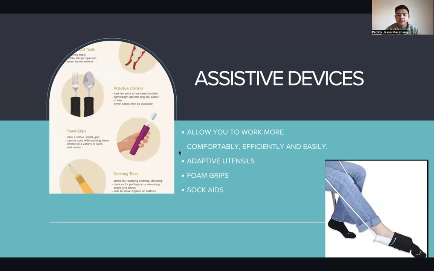Sock aids. A sock aid is this one in the picture. Pulling on your socks or compression stockings might be challenging with RA. Consider a sock aid with foam handles designed to help make the process less painful, especially with the inflammation in the joints of your fingers.